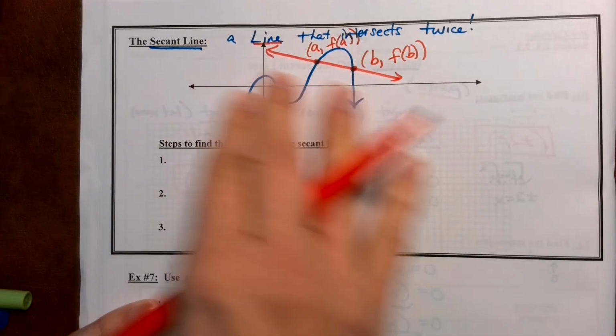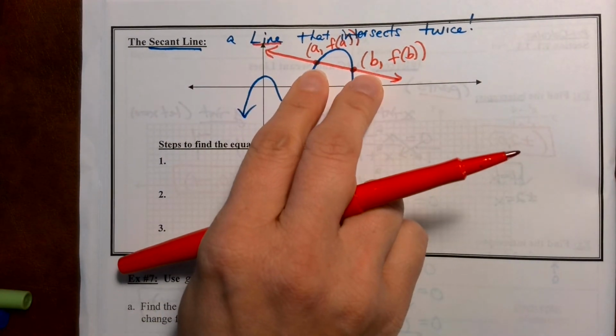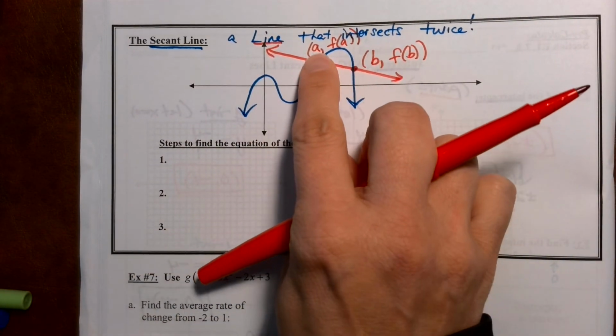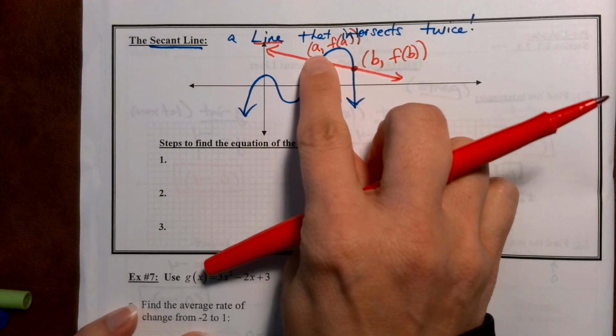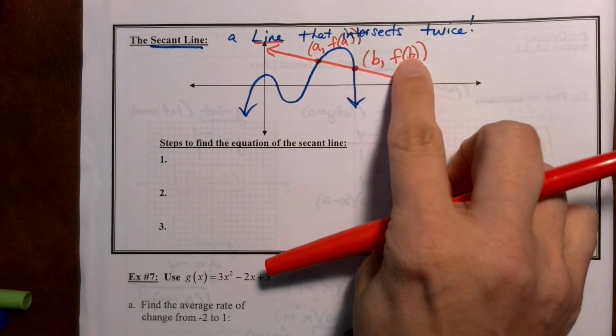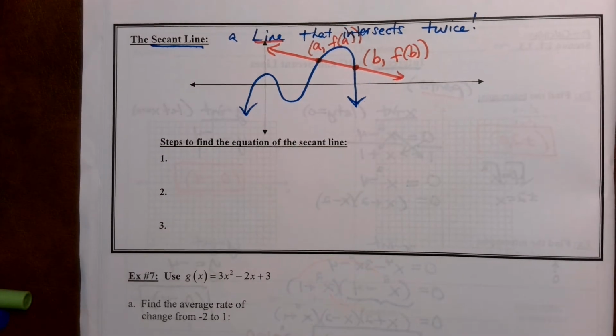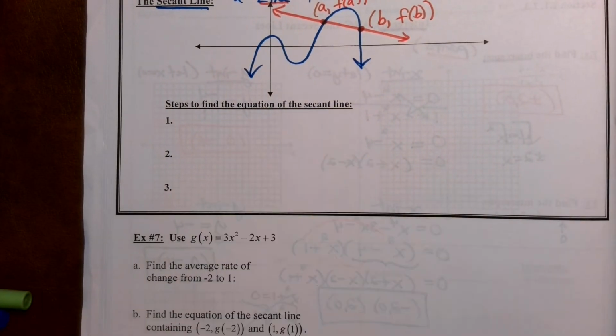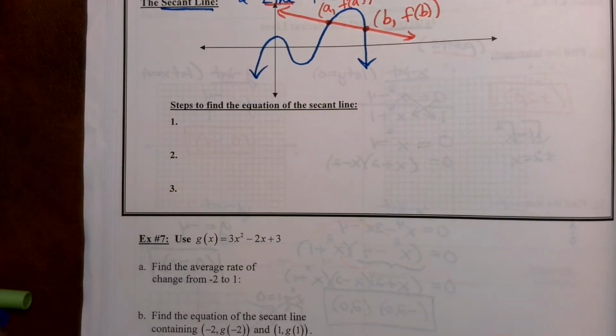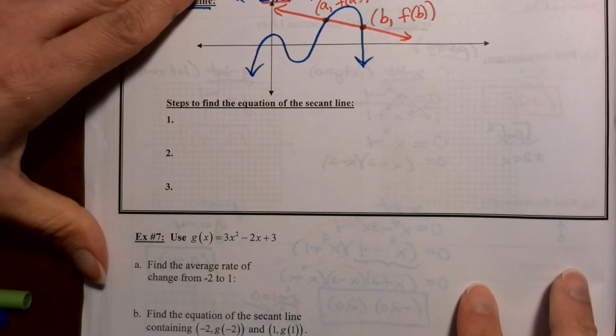Okay, so I have a secant line touching at 2 points. It's kind of like x and then f of x. A, f of A, B, f of B. So that's the Y value that goes with B. Okay, how do you find the equation of a secant line? This is kind of like algebra. It's lines all over again, okay?